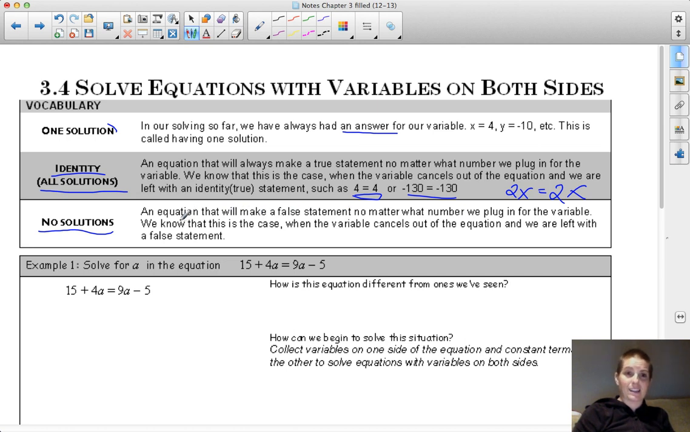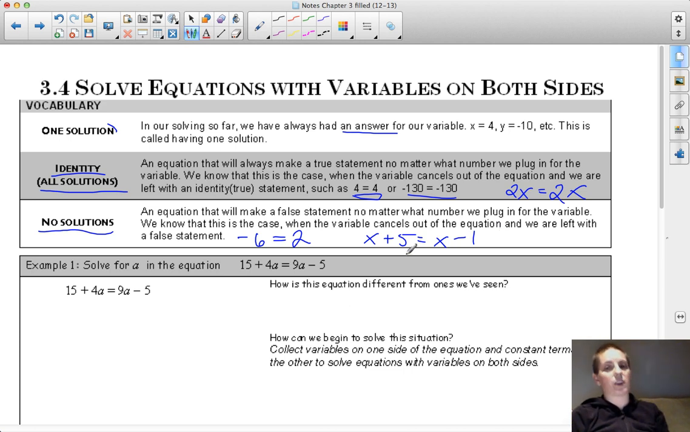In contrast, we'll have no solutions, or nothing will work no matter what we plug in. If we end up at the bottom of our problem and we have something like -6 is equal to 2, it can't happen. Or maybe we'll get something like x plus 5 is equal to x minus 1. Well, there's no way that I could take a number and add 5 to it, and take that same number and subtract 1 and expect to get the same value.